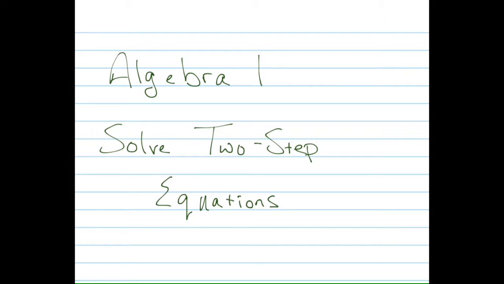Solving two-step equations. Yesterday we solved one-step equations. We're going to add in one more step. And really the only difficulty, the only thing you have to learn between yesterday and today, is which step to do first. Okay? So, basically, we do everything backwards.